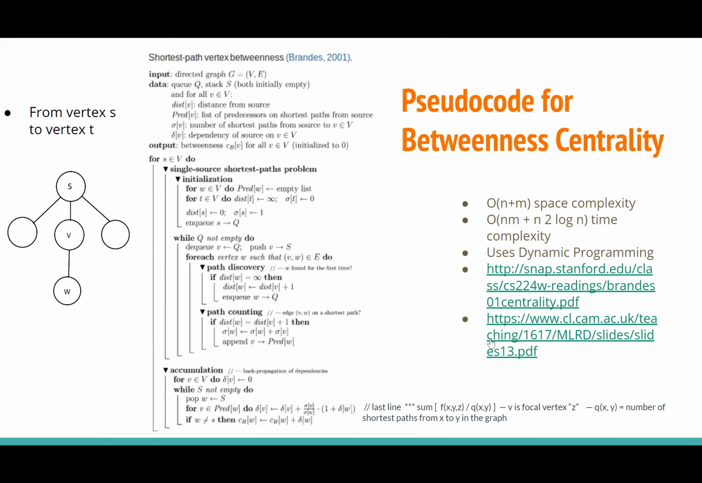Here are my sources on that. It has a space complexity of big O of N plus M, and a time complexity of big O of N times N plus N times 2 log N. Yes, time complexity.